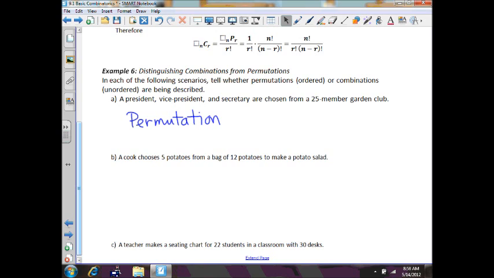Now in letter B, a cook chooses 5 potatoes from a bag of 12 potatoes to make potato salad. So, does order really matter here? No, order doesn't matter here. It doesn't matter which potatoes you choose. So that, therefore, would be a combination.